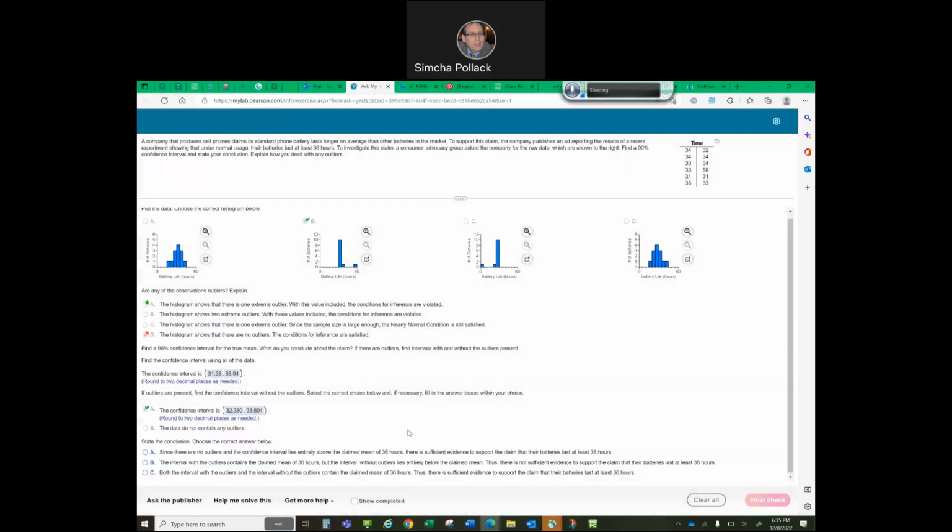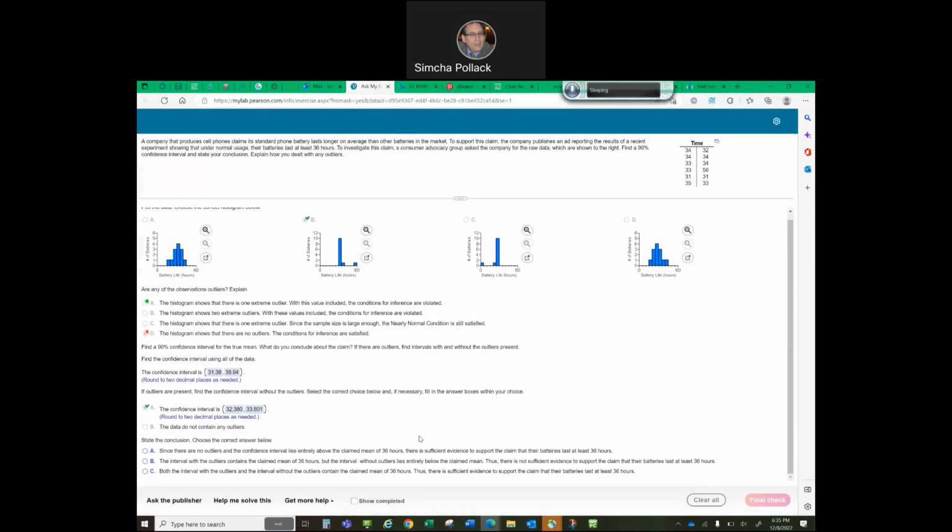So now comes the interpretation. And to be honest, I got this wrong myself when I first looked at it. Okay, since there are no outliers, well, that's not true, there are outliers. The interval with the outliers contains the claimed mean of 36. This is the interval with the outliers. It's true, 36 is somewhere between 31 and 38. But the interval without the outlier lies entirely below the claimed mean. That's true, 36 is outside the interval.